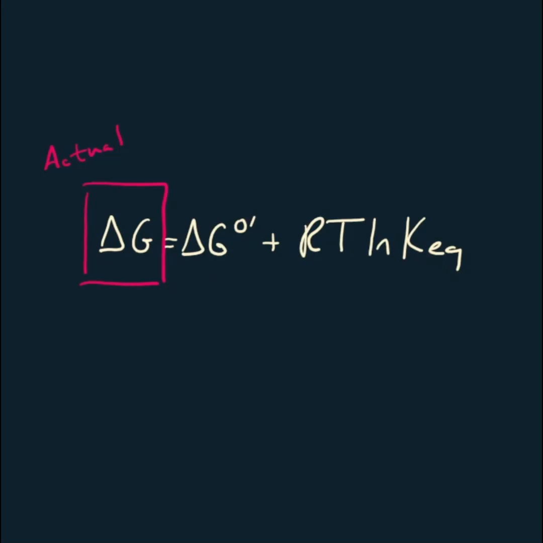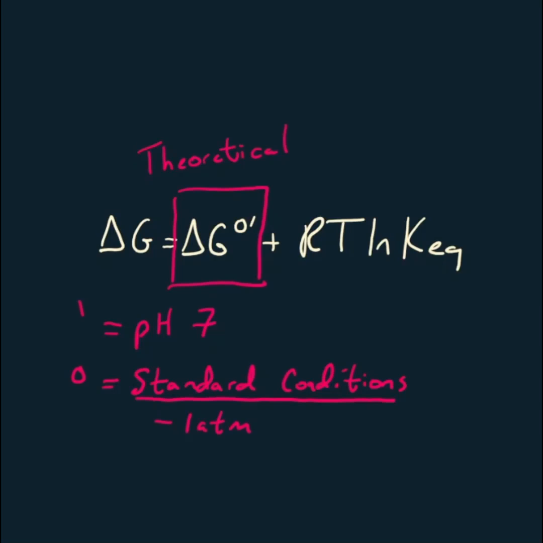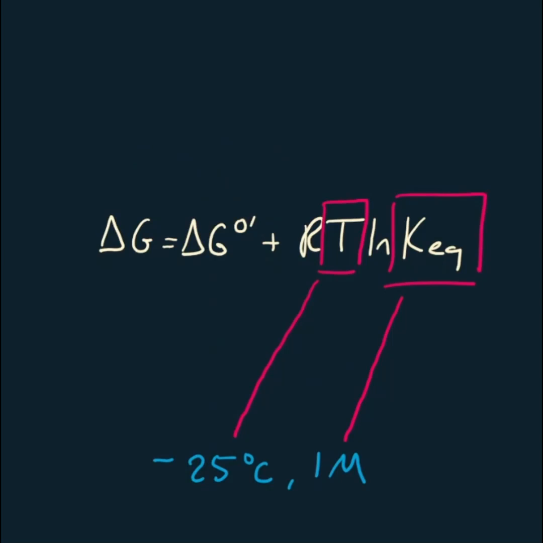So you can think of this delta G as your actual Gibbs, and this over here as your theoretical Gibbs. It's theoretical because it's set at a pH of 7 and under standard conditions, which means 1 atmosphere of pressure, and more importantly, 25 degrees Celsius and 1 molar concentrations. I highlighted these last two because these are the factors we can manipulate in this equation, so that if, for example, the theoretical Gibbs is positive, we can make this whole equation negative, and vice versa.